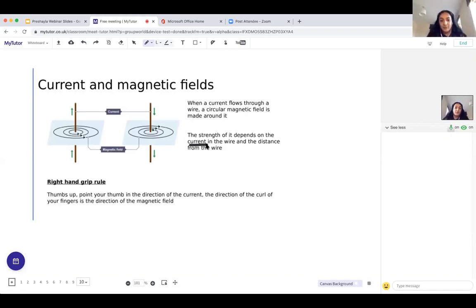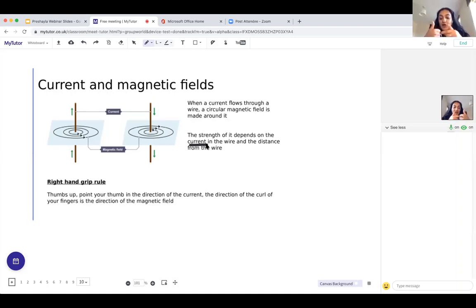There's a rule that goes along with current and magnetic fields. And the way that it works is this. You're going to do a thumbs up and you're going to point your thumb in the direction of the current. So on the left-hand side of the diagram, we see that the current is going upwards. So we point our thumb upwards.